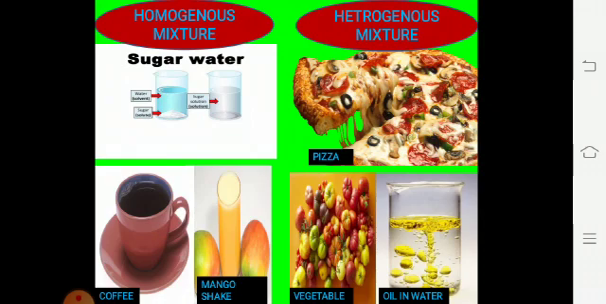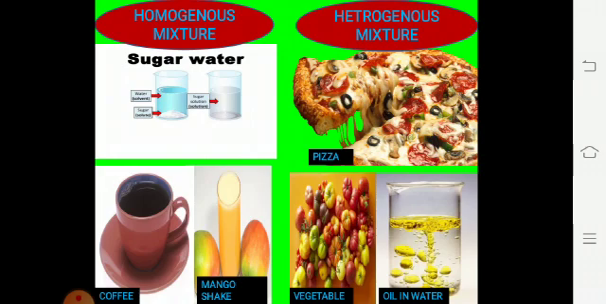Now you can clear your doubts about homogeneous and heterogeneous mixtures by seeing these examples. The homogeneous mixture that we have already discussed is the sugar water solution. When we dissolve sugar into water, it will completely dissolve, so we cannot see a single particle of sugar in the water. So that is a homogeneous mixture. Next is coffee. We cannot see any coffee beans in the coffee. So that is another example of a homogeneous mixture. Next is mango shake.